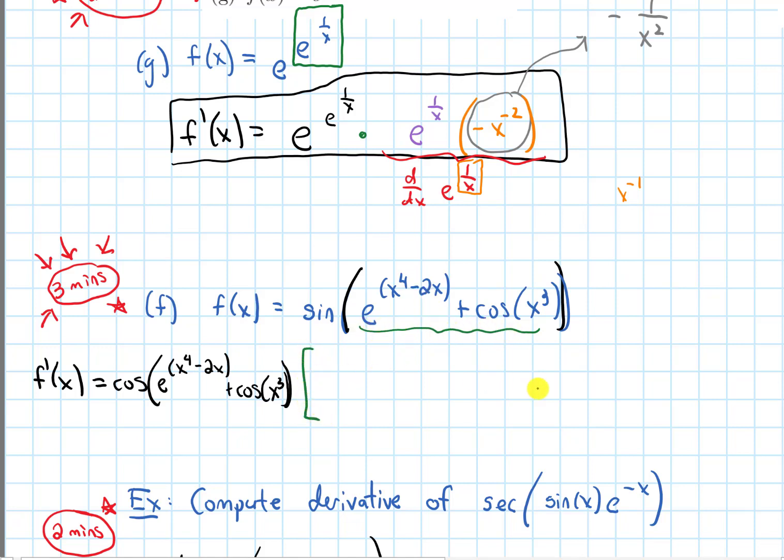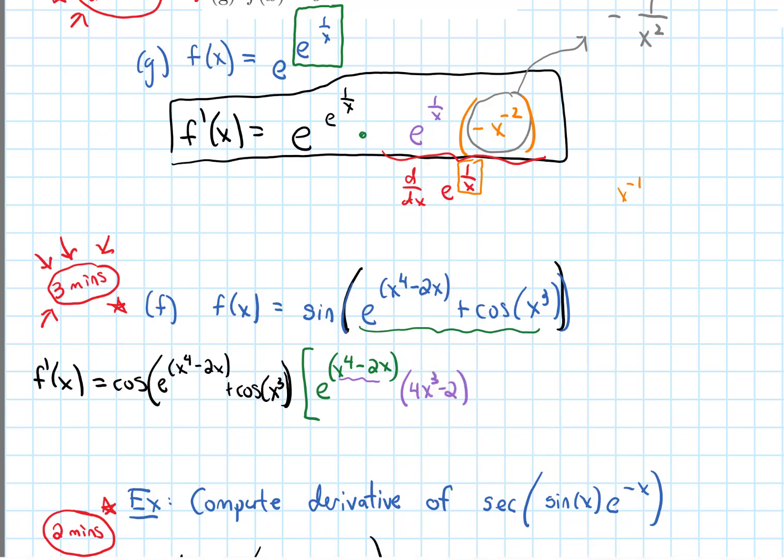Okay, so I'm going to give myself a lot of space here. So for the derivative of this e term, I need chain rule again, and I'll get e to that stuff, e to the x to the 4 minus 2x, times the derivative of that stuff, the derivative of this exponent, which will be 4x to the third minus 2.